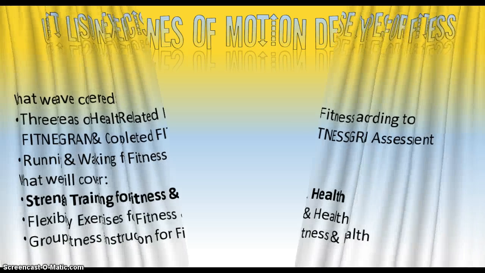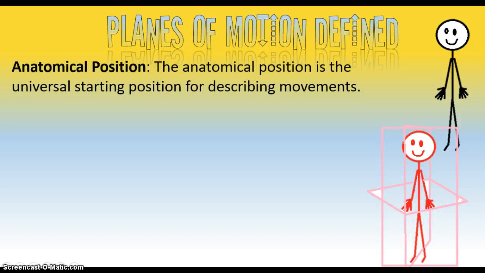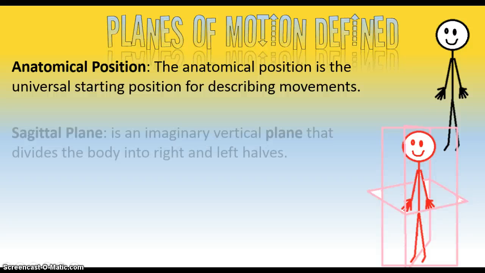First, we're going to cover planes of motion. And again, this is used to describe movement patterns. My friends over here, the stick figures, you can see that I'm very artistic, are in anatomical position. The anatomical position is the universal starting position for describing movement. Hands at their side, facing forward, no bending at any joints, palms facing forward, feet facing forward.